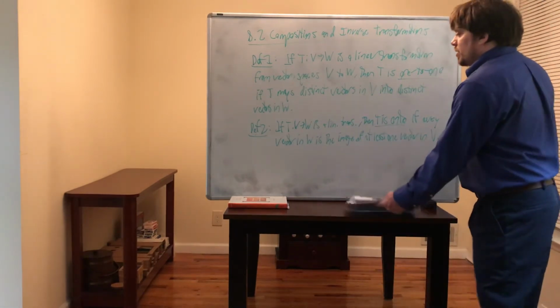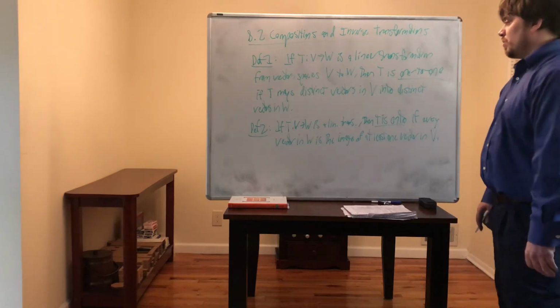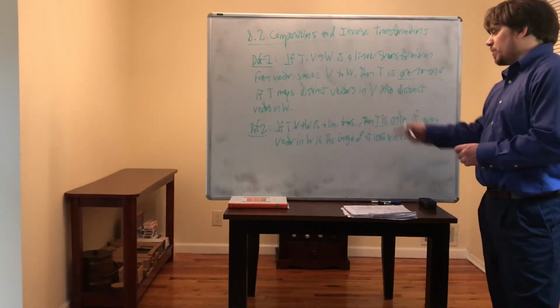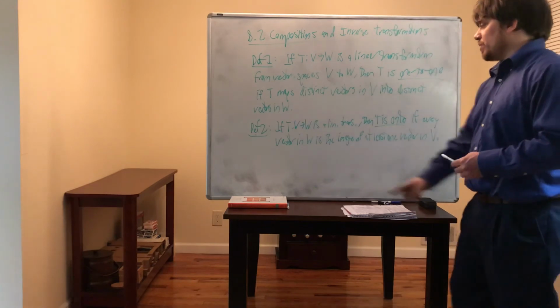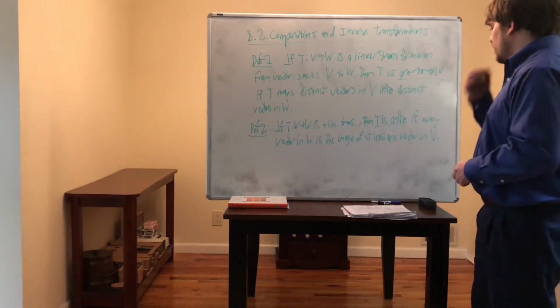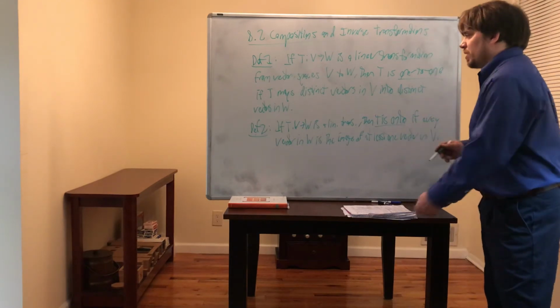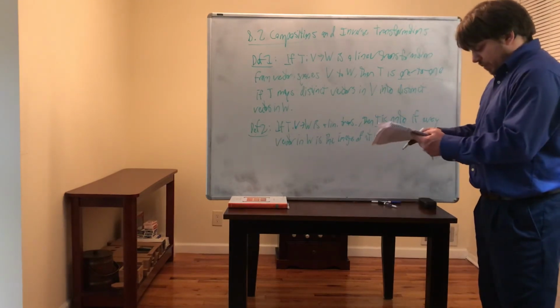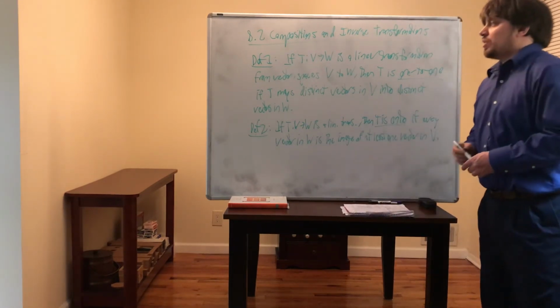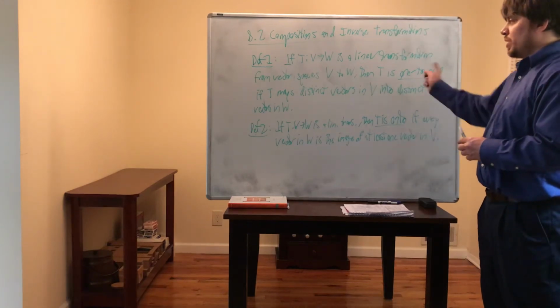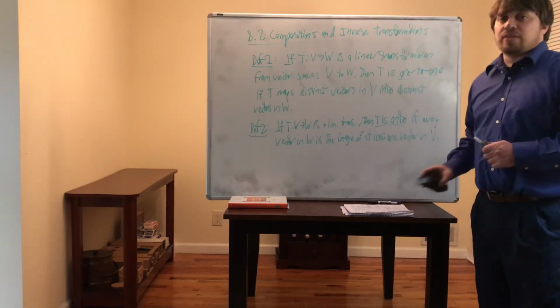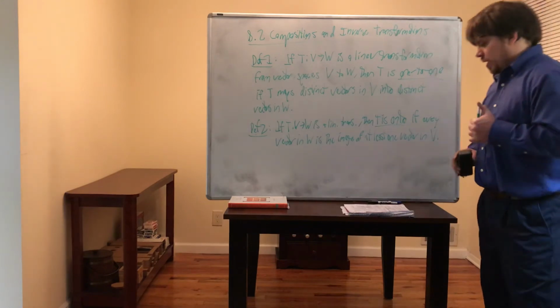So if T from V to W is a linear transformation from vector space V to vector space W, then T is onto if every vector in W is the image of at least one vector in capital V. That's the meaning of an onto linear transformation. Okay, so we have the definition here of a 1 to 1 linear transformation, the definition of an onto linear transformation.